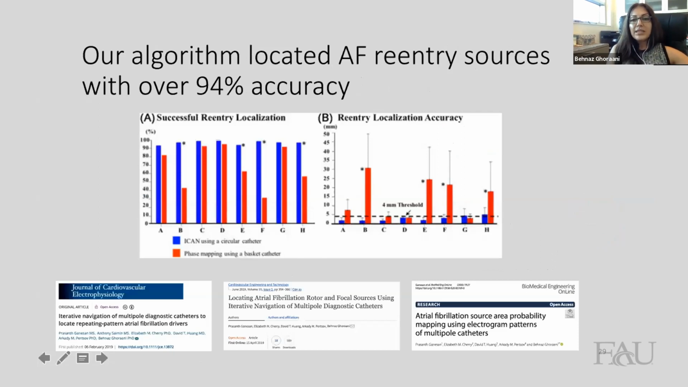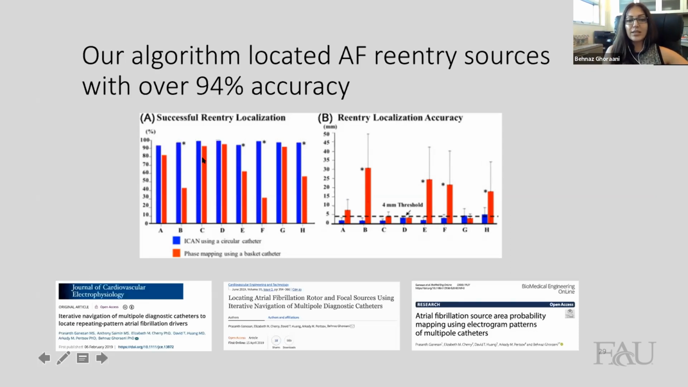With these algorithms, we were able to detect these sources. We've generated many different computer simulation scenarios that are known to exist in human AFib, and we were able to detect them with very high accuracy. In these graphs, for example, the blue ones are our algorithms, which provide very consistent high accuracy across all these variations of AFib that were simulated.